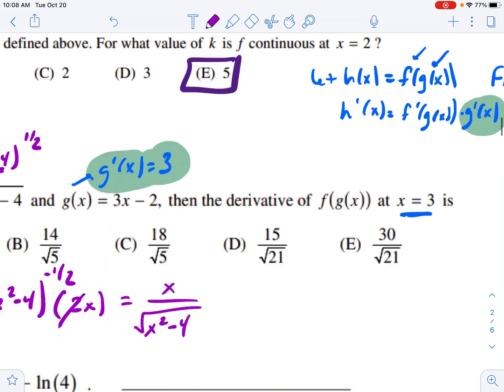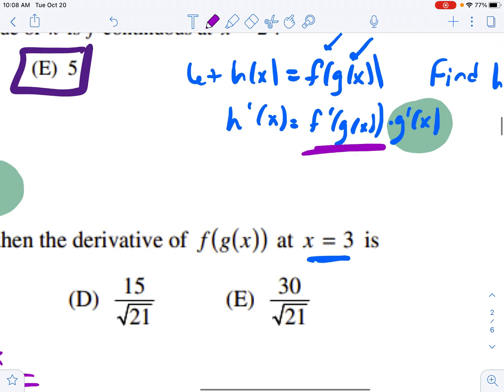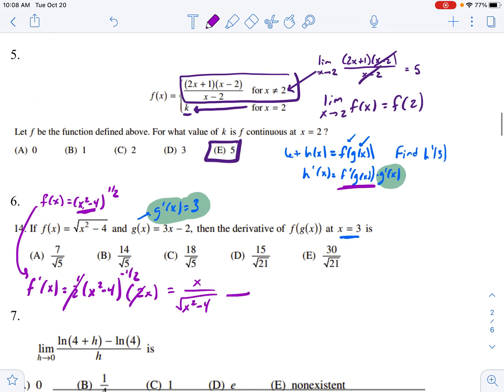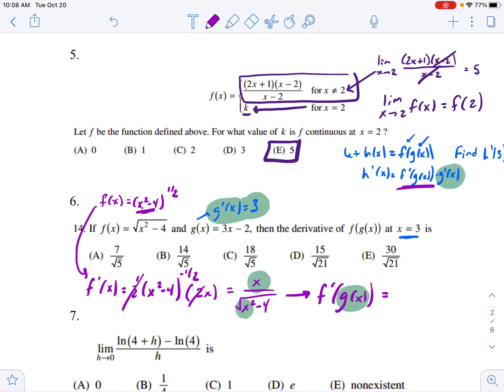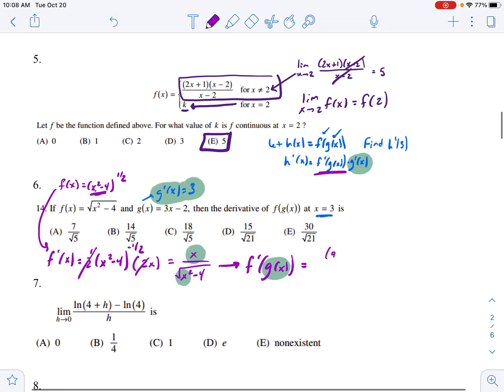But I don't want f prime of x, I want f prime of g of x. So what's that going to look like? Well, let's sub g of x in. f prime of g of x is going to be, anywhere I see the letter x, I replace it with g of x. So I'm going to have g of x in the numerator over the square root of g of x squared minus 4. That's what f prime of g of x looks like here.